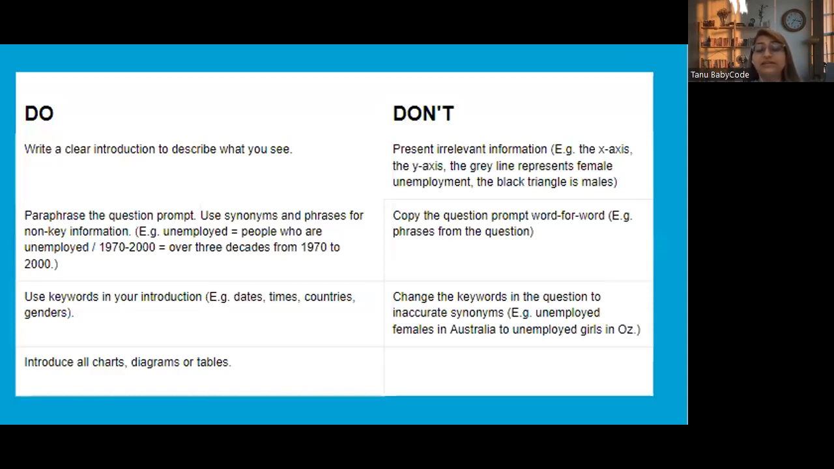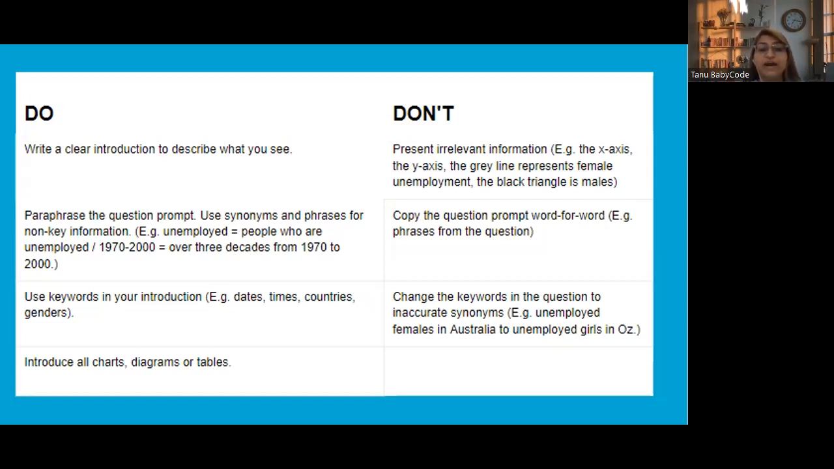Now, what are the do's and don'ts for introduction? Do's: write a clear introduction to describe what you see. You have to clearly represent whatever you see in the picture. Don't present any irrelevant information like what the x-axis is, what the y-axis is, what the gray line represents, what the black triangle represents. Do not present any irrelevant information.